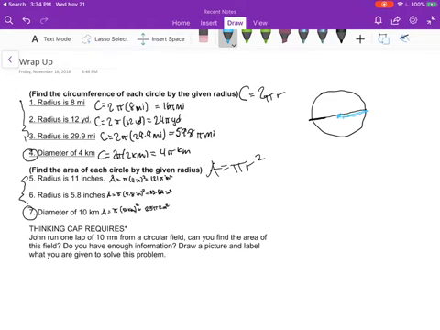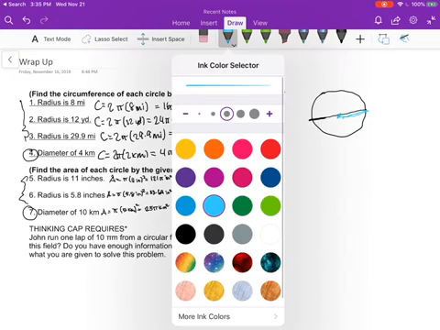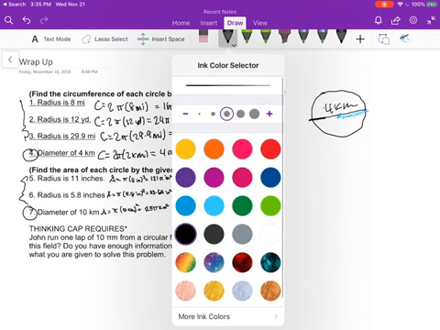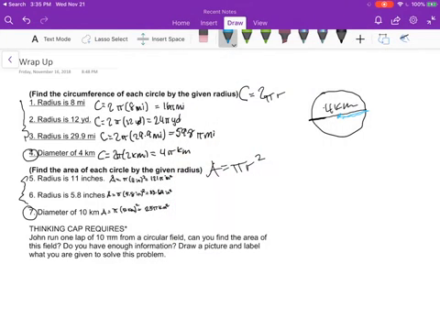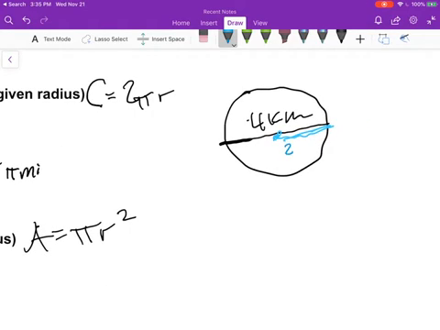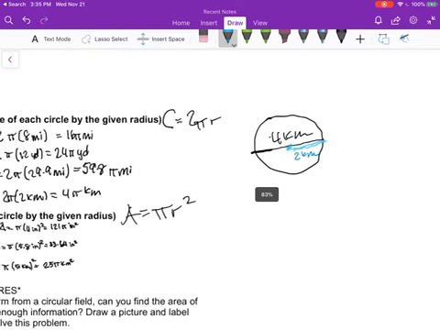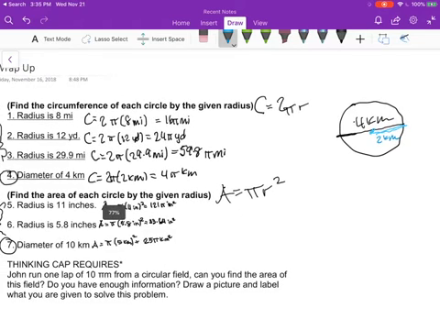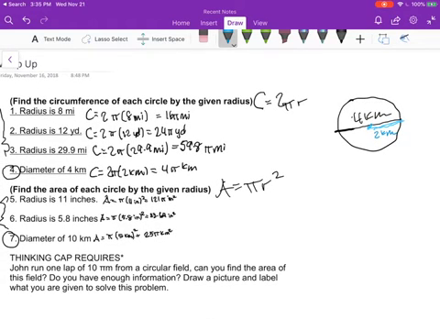So if we're given a 4 kilometer diameter, then the radius is 4 kilometers divided by 2, which is equivalent to 2 kilometers. So that is what we needed for our formula for circumference, 2 pi r. So the circumference for the given diameter of 4 kilometers is 2 times pi times 2 kilometers, which is 4 pi kilometers.